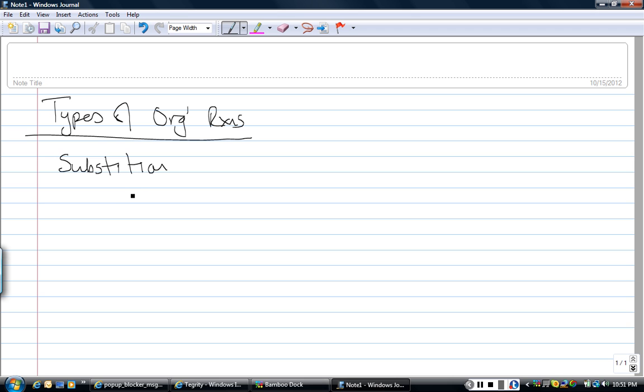We looked at SN reactions, where for example we had chlorocyclohexane reacting with, say, hydroxide to give rise to cyclohexanol and Cl minus. So this is an SN reaction. It's a nucleophilic substitution reaction because the incoming reagent enters as an electron-rich species.